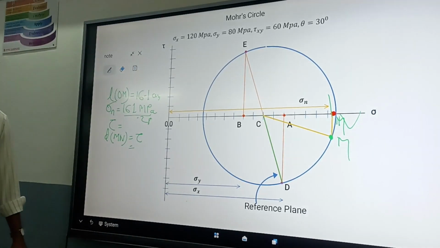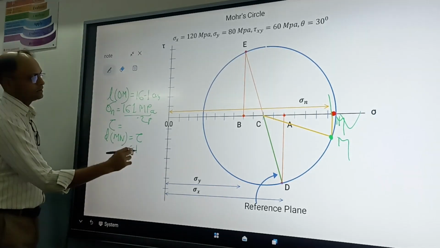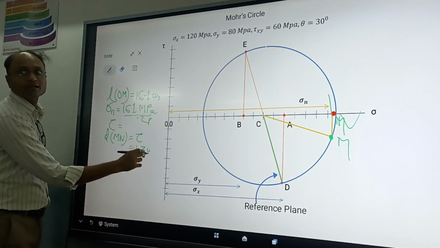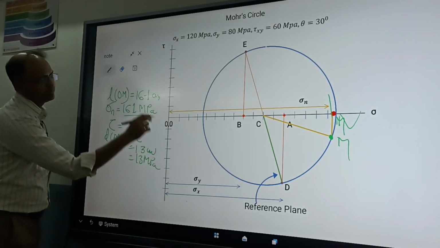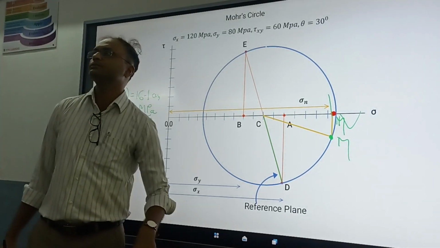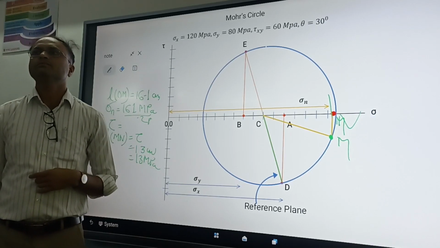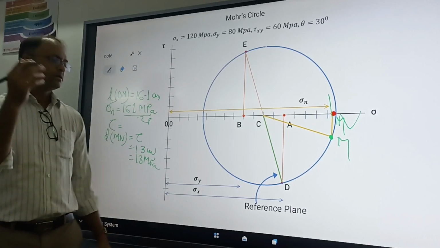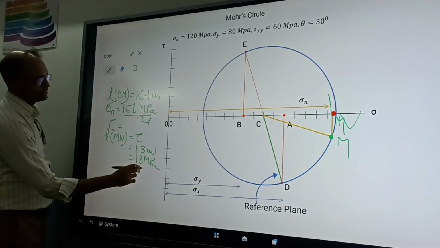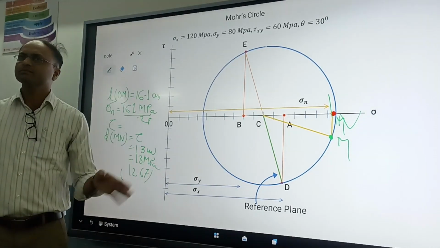How much is it? 13 millimeter. You tell me in centimeter. 1.8 centimeter, that is equal to 13 megapascal. Now check the analytical value. The analytical value is 12 and 13. It's okay.